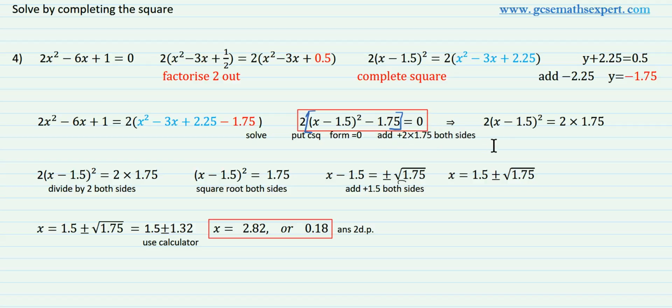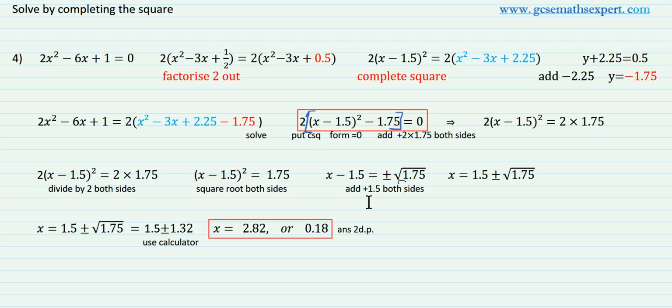So that will cancel on the left here. You'll just be left with 2 times x minus 1.5 all squared, and on the right you'll have plus 2 times 1.75. Then we divide by 2 on both sides and cancel them, so we're left with x minus 1.5 all squared is equal to 1.75. Then you square root both left and right. You're left with x minus 1.5 equals plus or minus the square root of 1.75.